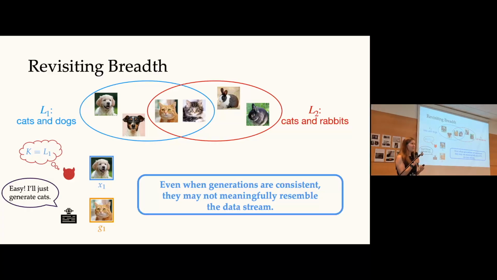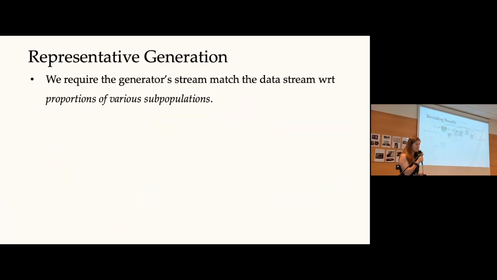Even if these generations are consistent in some sense, they may not meaningfully represent the data stream. This feels like not quite what we usually care about in the real world, where arguably one of the key goals of generative models is to see some training data and then generate data that actually resembles this training data in meaningful ways. So we're going to introduce a definition meant to capture this goal. At a high level, we're going to require that the generator's stream match the adversary's stream with respect to proportions of some key subpopulations that we'll define.